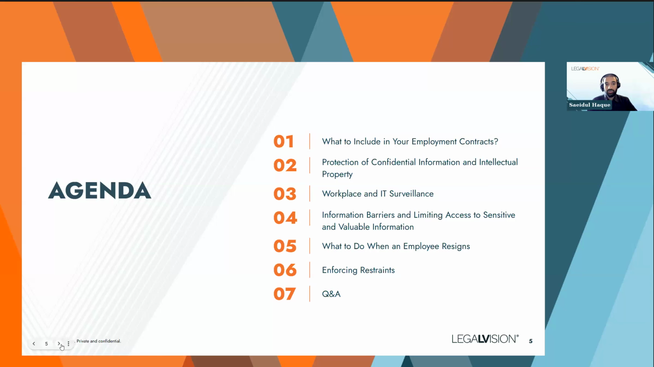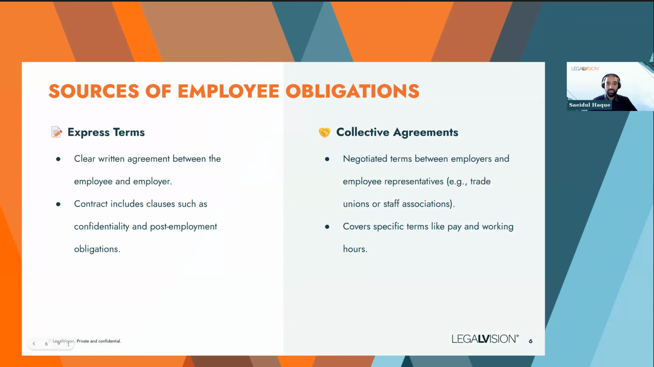So moving on to the first topic today then. Obligations on your employees and the source of these. Well, obligations really can be derived from two main elements. The first of which is the express terms of the contract of employment, which is usually the express agreement between the employee and your company as the employer. And this can include things like an express confidentiality clause or even post-employment obligations.